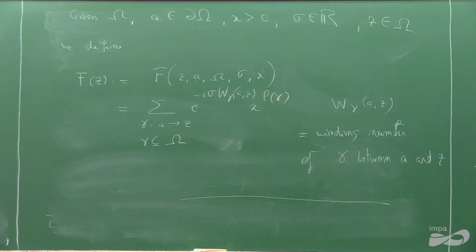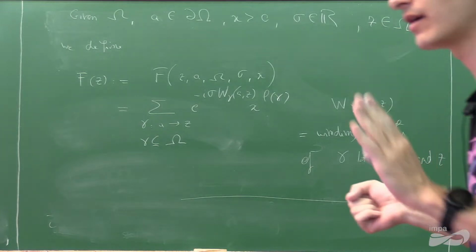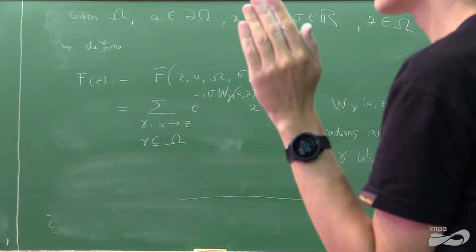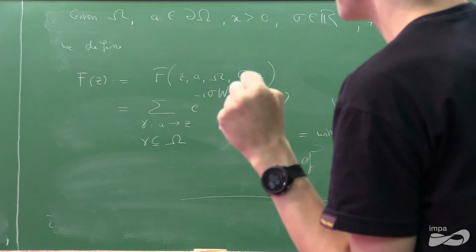Okay, so what's the winding number? Well, it's how much it defines. It's really the angle by which the walk gamma turns between the 2 points A and D.